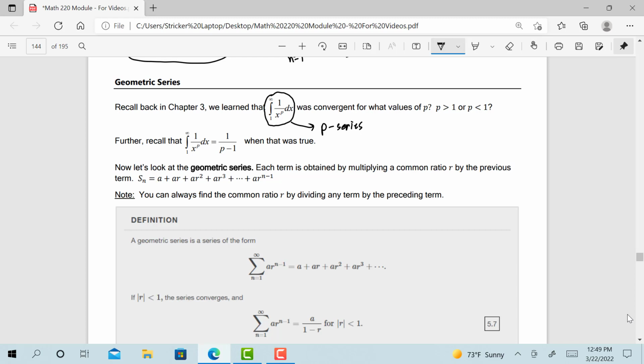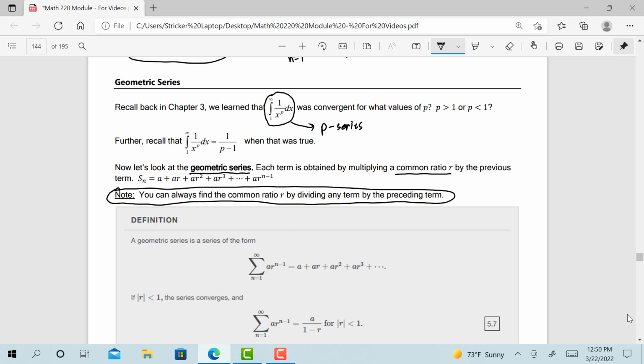But another series that we're going to look at is what's called the geometric series. And the way we get the geometric series is that each term is obtained by multiplying by a common ratio r. What we do is take r times the previous term. So this is an important note. Because we get each term by multiplying the previous term by r, that can help us know how to find r. We can find r by using division, right? We can find r by dividing any term by the term before it.